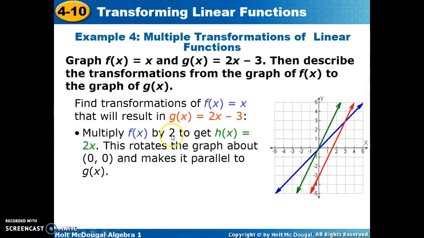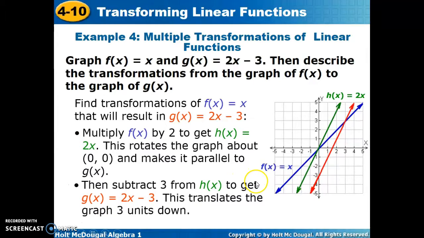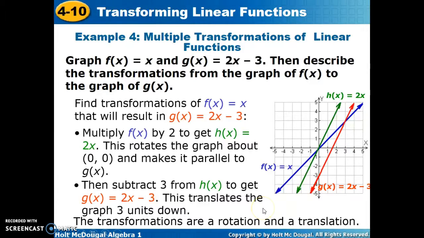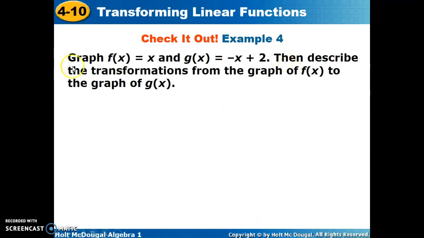First, we multiplied f of x by 2. That rotates it about the origin, so that's our green line. And then we slid it down 3 units. That seems easy enough. You can do this in whichever order you want. We could have slid the blue graph down and then rotated it about the point. So you guys check it out.